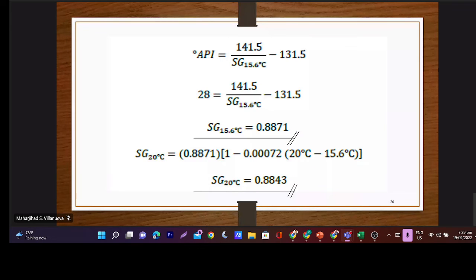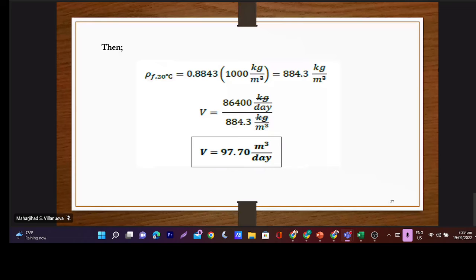Yes po, pwede po siyang kunin pagka ganun, yung formula po may gagamitan po siya ng correction factor pagka yung given temperature ay hindi po 15.6 degrees Celsius.